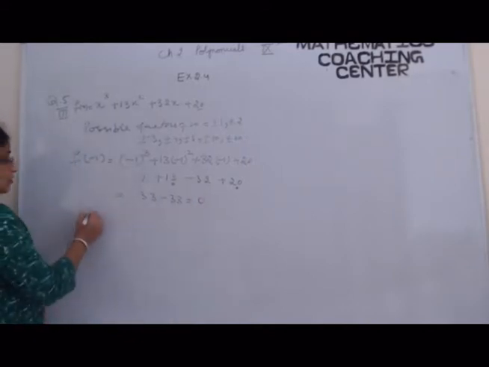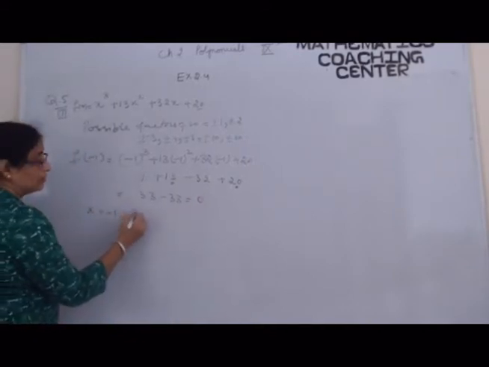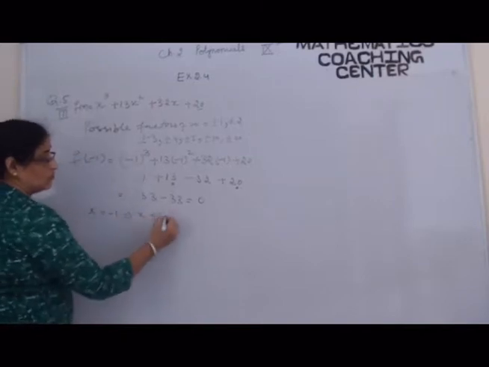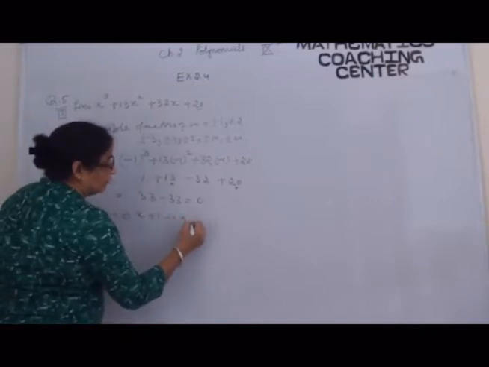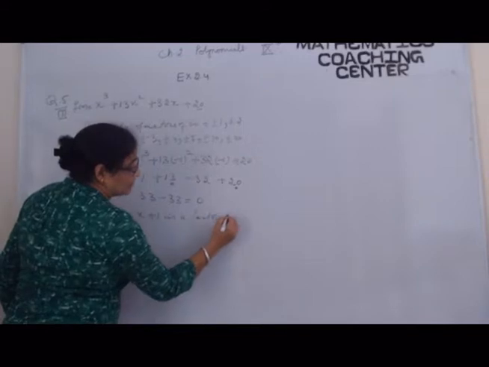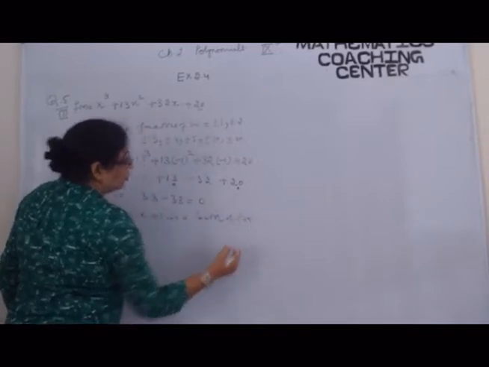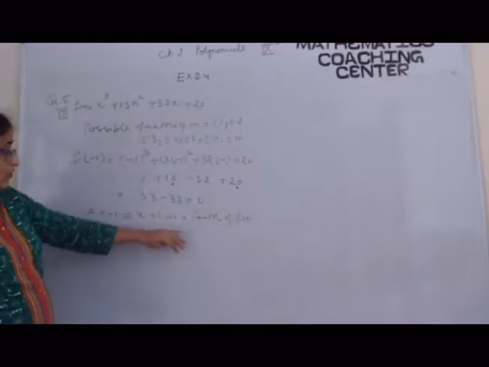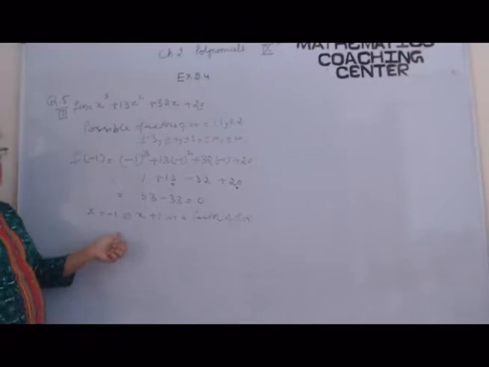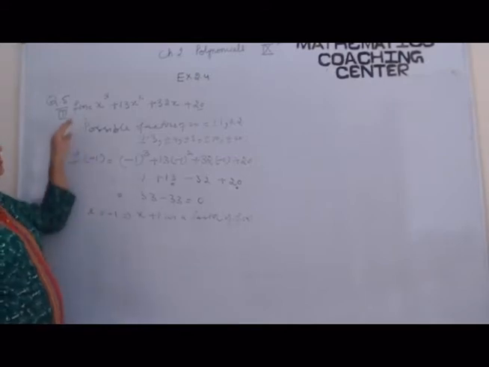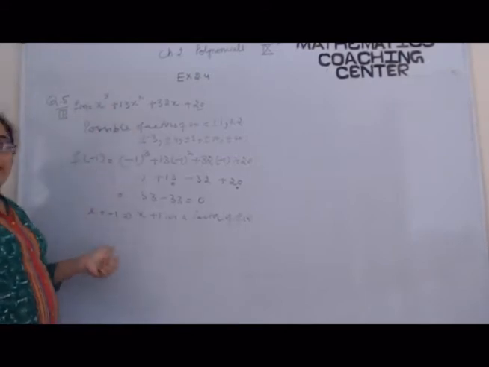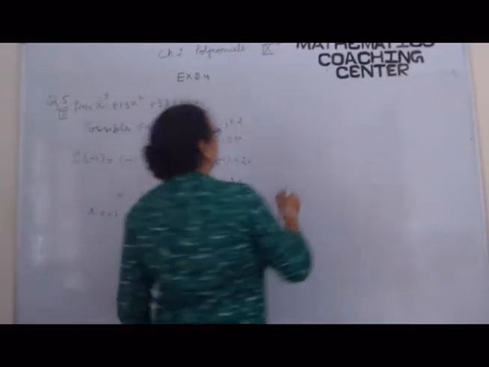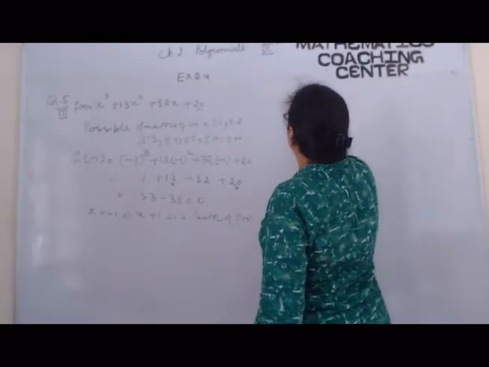That means x equal to minus 1 implies x plus 1 is a factor of f(x). So we have to find the factor. One factor is x plus 1. So you divide this f(x) by x plus 1. Now here x plus 1.